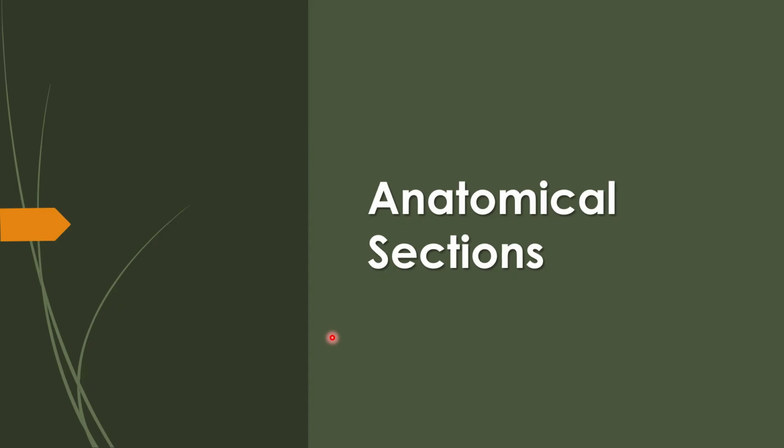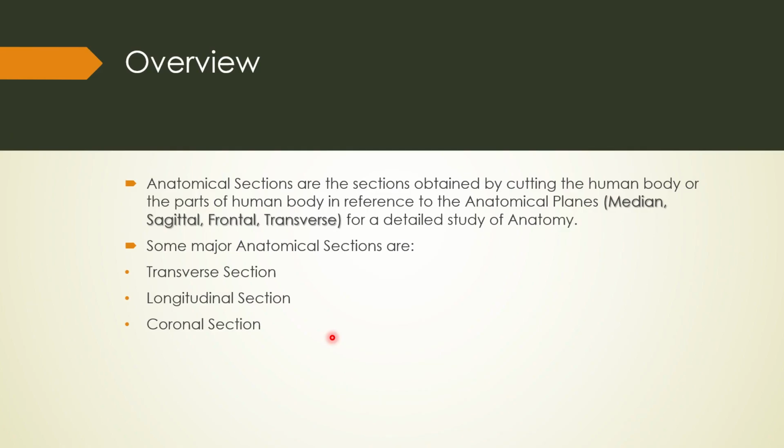Now the anatomical sections. Anatomical sections are the sections obtained by cutting the body or parts of the human body in reference to the anatomical planes, which we have studied: the median plane, the sagittal plane, the coronal plane, and the transverse plane. So there are three basic anatomical sections: the transverse section, the longitudinal section, and the coronal section.